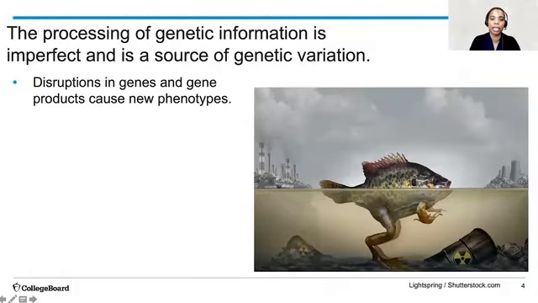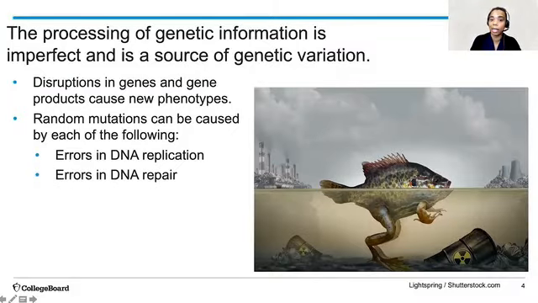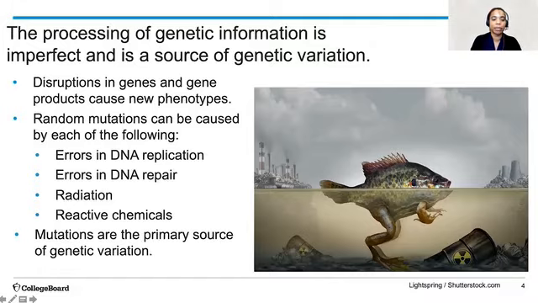The processing of genetic information is imperfect and is a source of genetic variation. Disruptions in genes and gene products cause new phenotypes. Random mutations can be caused by each of the following: errors in DNA replication, errors in DNA repair, radiation, and reactive chemicals. Mutations are the primary source of genetic variation.